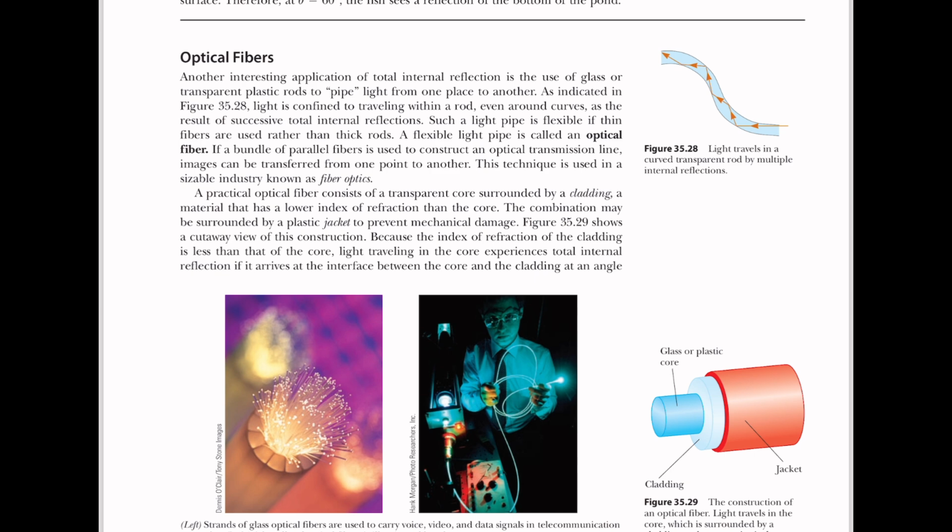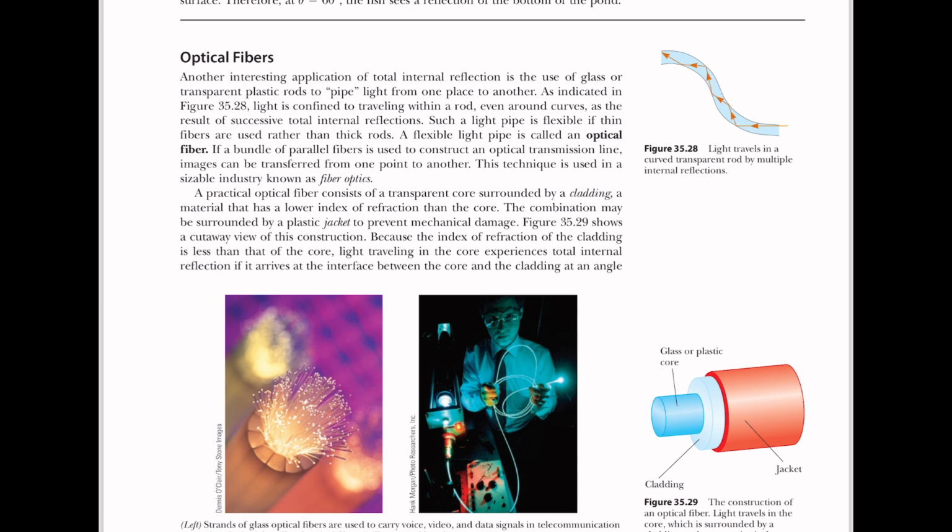Light is confined to travel within a rod, even around curves, as the result of successive total internal reflections. Such a light pipe is flexible if thin fibers are used rather than thick rods. A flexible light pipe is called an optical fiber, which is also the title of this subsection. If a bundle of parallel fibers is used to construct an optical transmission line, images can be transferred from one point to another. This technique is used in a sizable industry known as fiber optics.